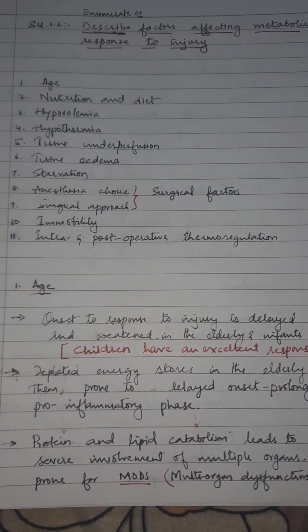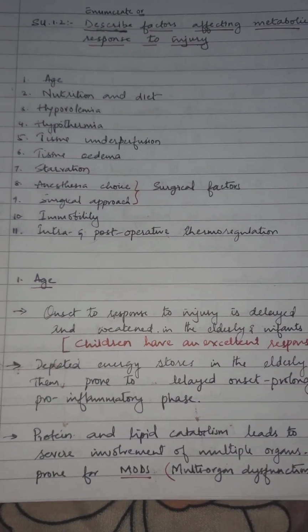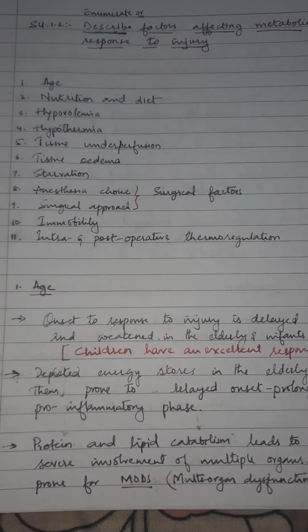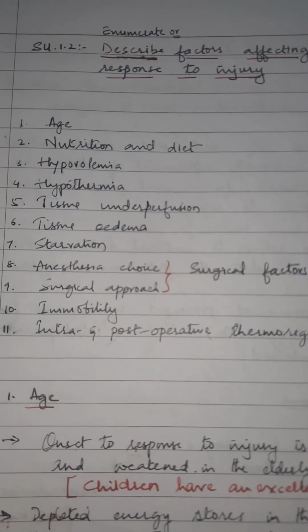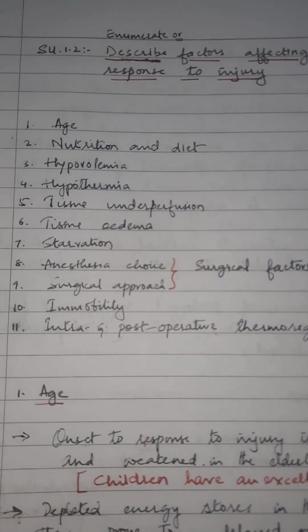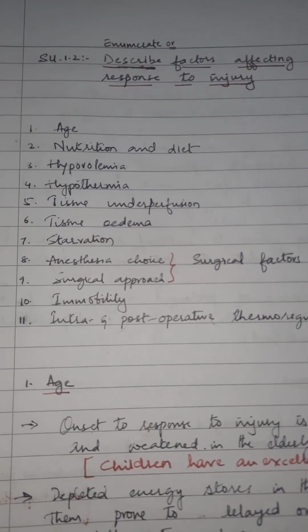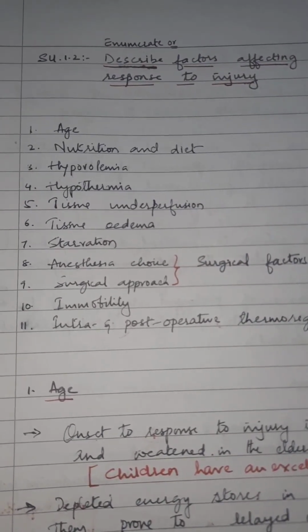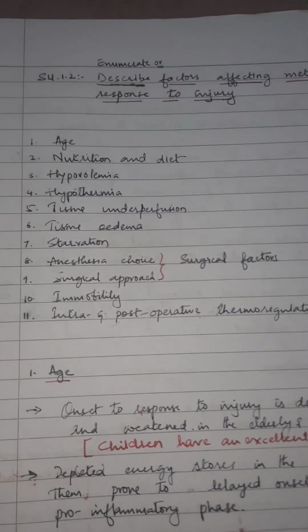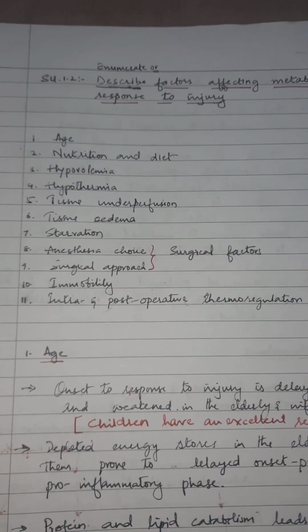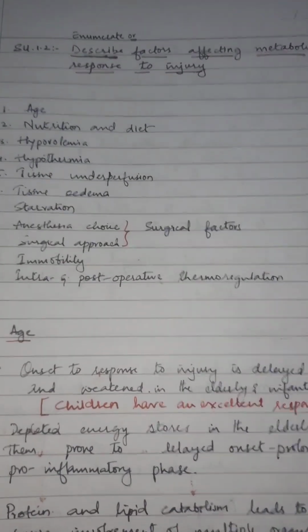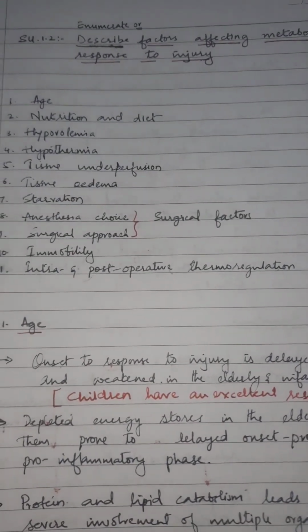This again could be a long note for you for both PGs and UGs, that is undergraduate and postgraduates. So here if they ask you to enumerate, and if this question is a part of a larger question, then you only have to enumerate these 10 or 11 factors. If it is asked in the question paper to describe, then you have to describe the effect of each on the metabolic response.